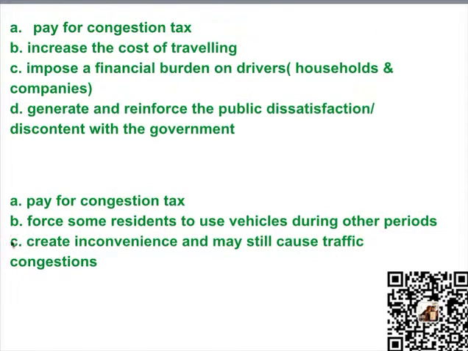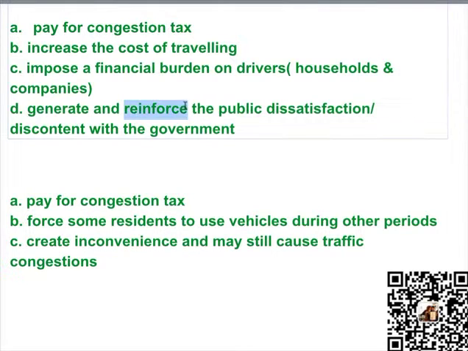So let's have a look. A: I pay for congestion tax. Number B, what happened next? Increase the cost of traveling. Number C is impose a financial burden on drivers. So drivers, we can further expand this definition. Drivers include households like us, residents, and also companies. Okay, D, that will generate and reinforce the public dissatisfaction or discontent with the government.